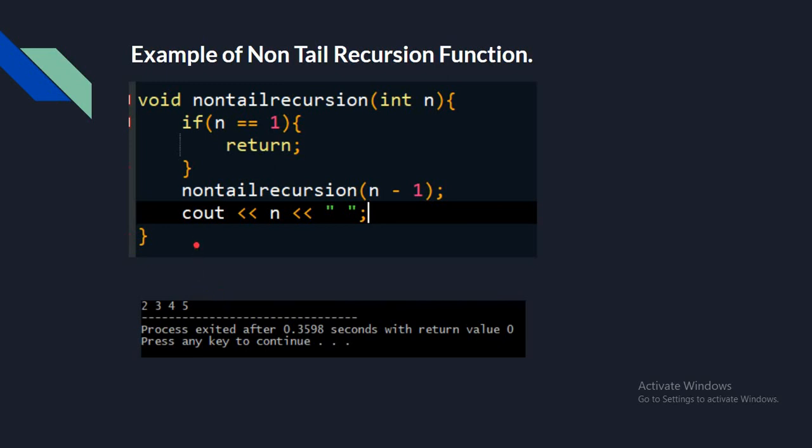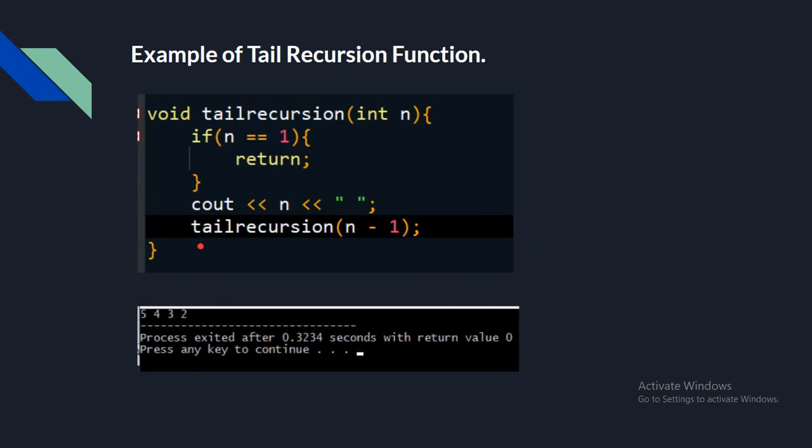And an example of a tail recursive function. A tail recursive function means that there is nothing after the recursive call. So what we do is we print n before the recursive call. Let's say I call 5, so we print 5, then we run the function again, then we print 4, then 3, then 2, and after that as we reach 1 we just return. That's it. This is the tail recursion function.